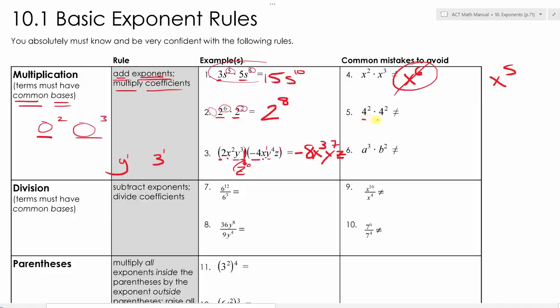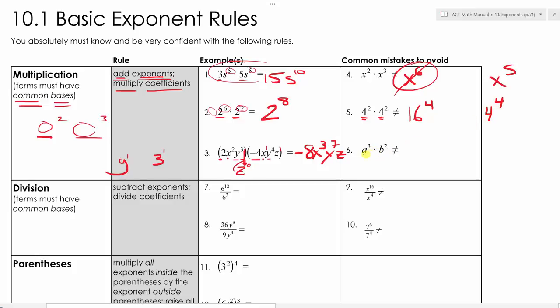Be careful of multiplying your numeric bases. Some students will say that 4 squared times 4 squared is 16 to the 4th. No, it is not. These bases do not change. We do not multiply these bases together. This would just be 4 to the 4th.